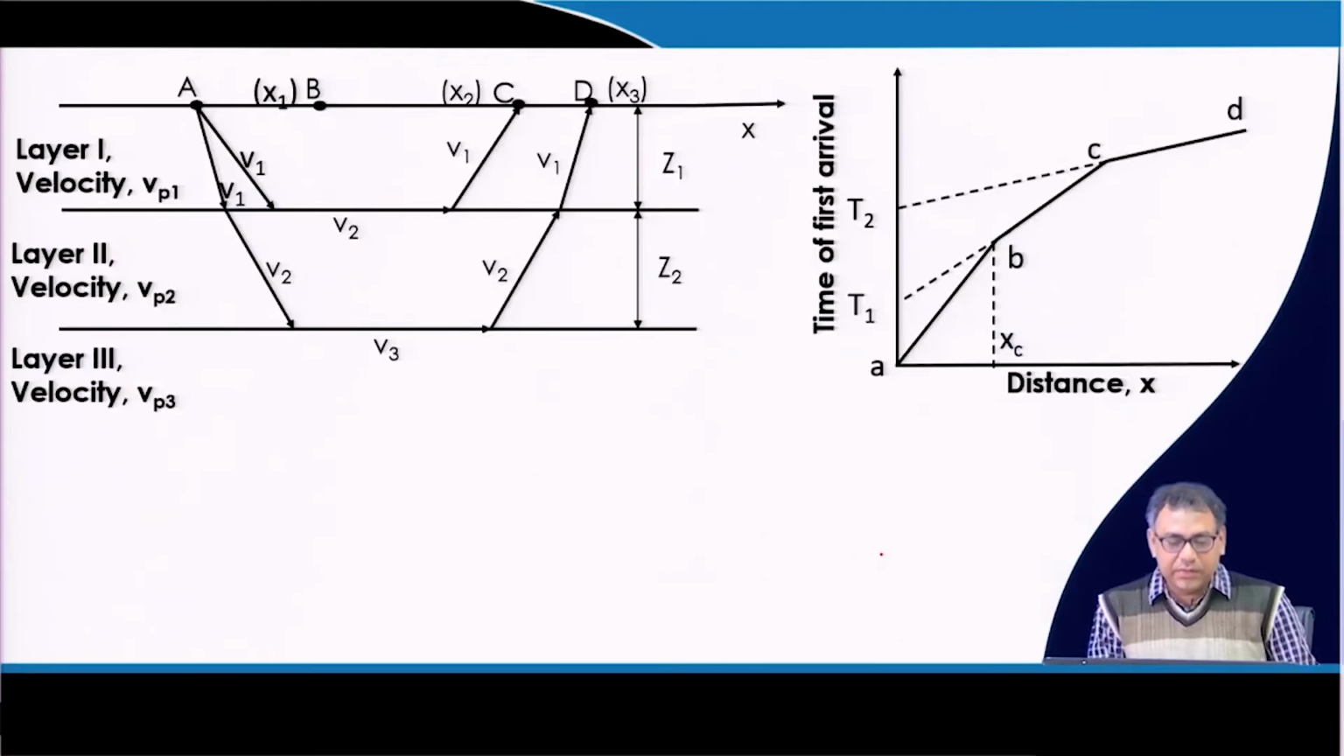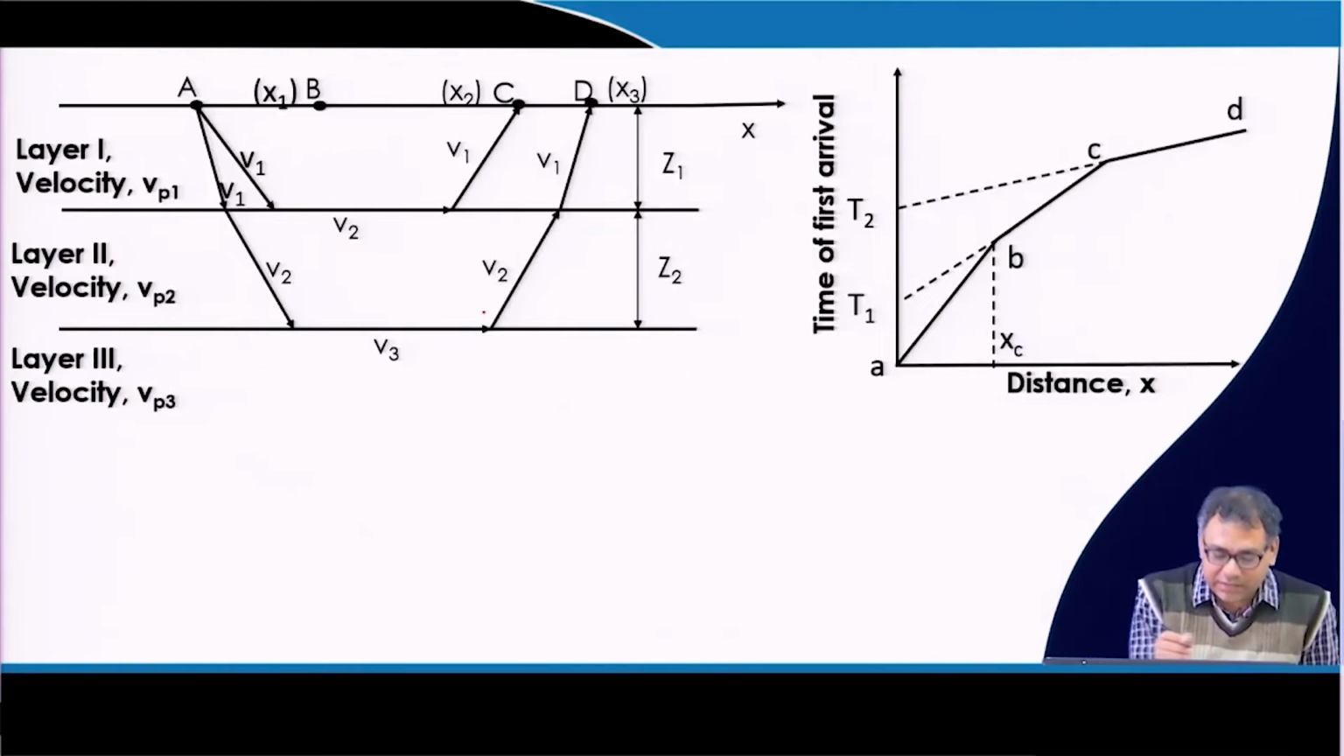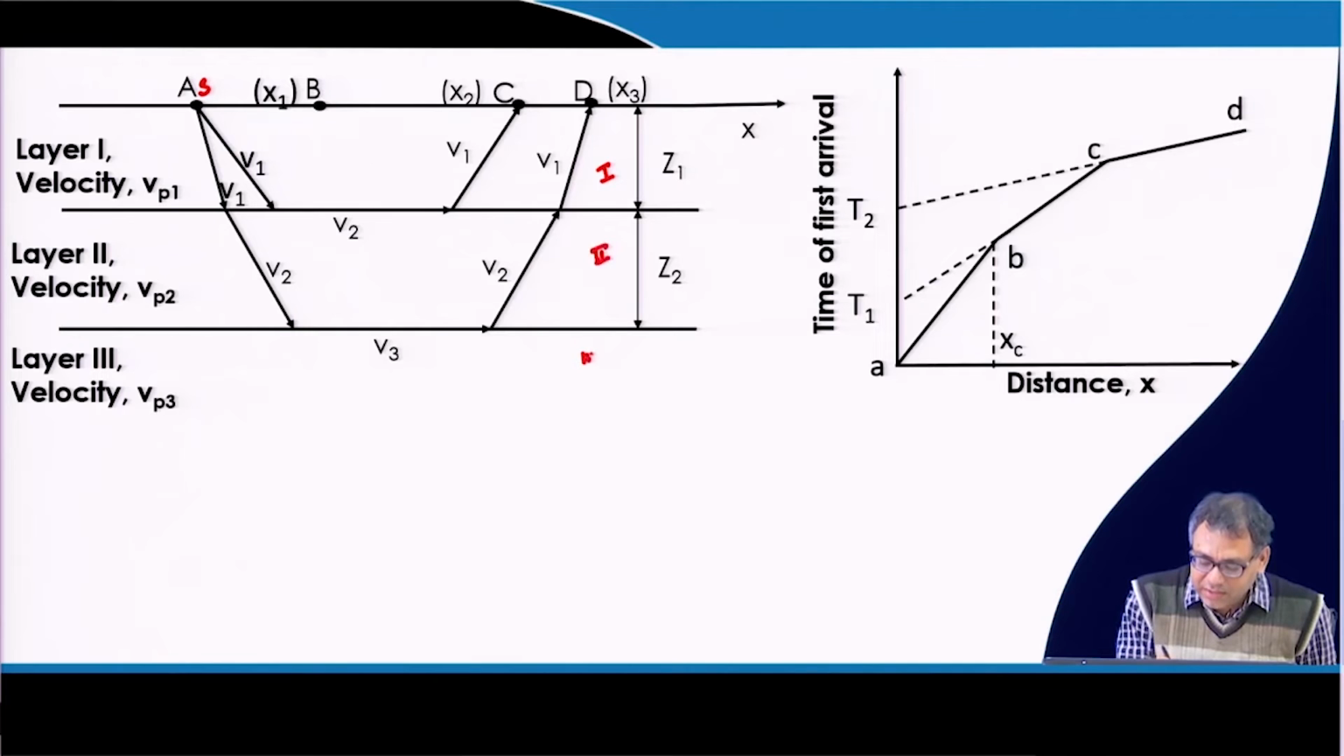So this is one particular case that I was discussing. A is the source, and the direct ray will go to C and D, because C and D are the positions of the receivers. Then one refracted ray will go to point C, another refracted ray will go to point D, and this is the case for a three layer system. That means this is layer 1, this is layer 2 and this is layer 3.